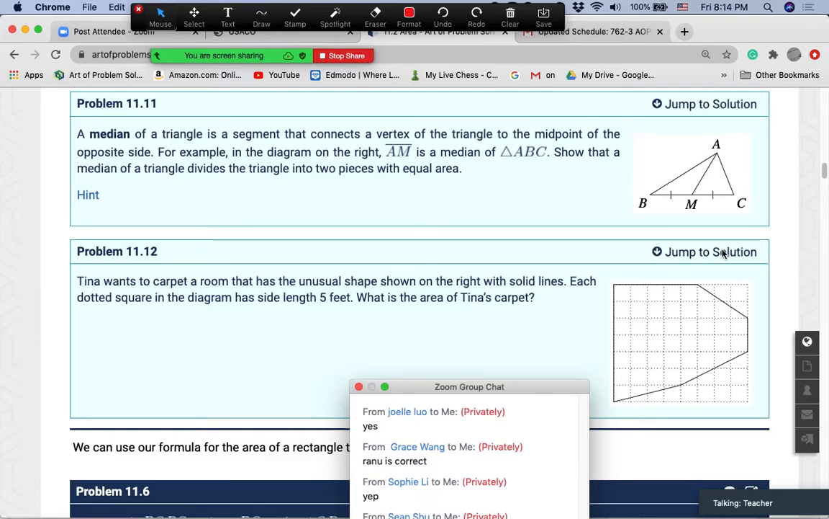Then, for example, in the diagram on the right, AM is a median of triangle ABC. Show that a median of a triangle divides the triangle into two pieces with equal area. They ask you to show that this median of the triangle separates the triangle into two pieces with the same area. Okay, can everybody explain why this one is true?